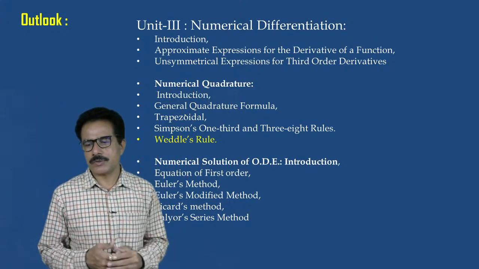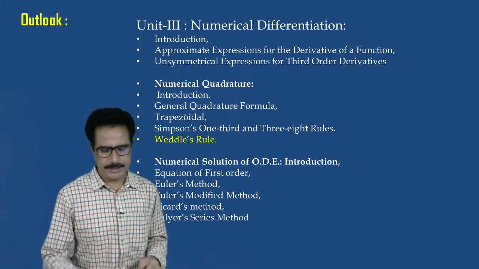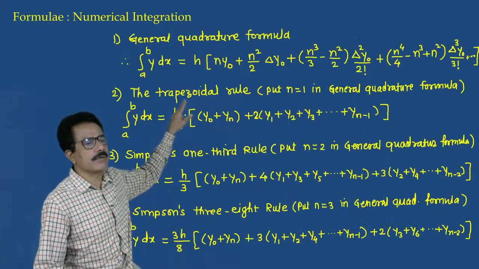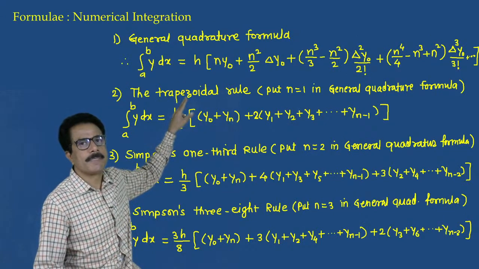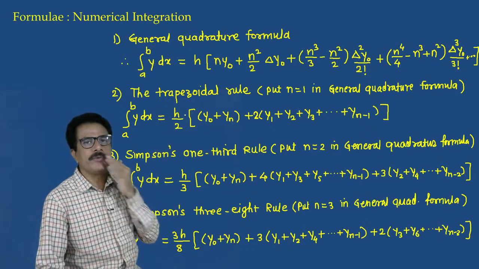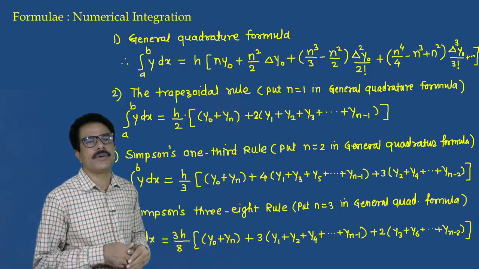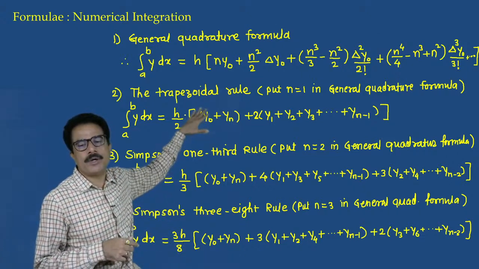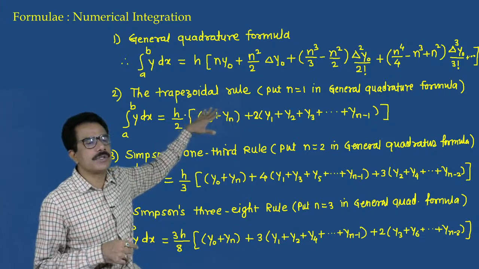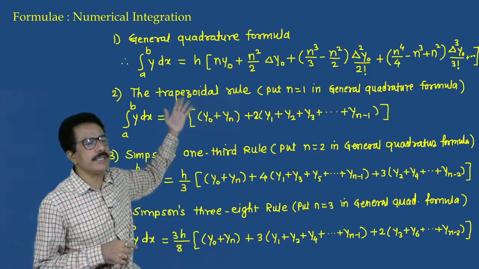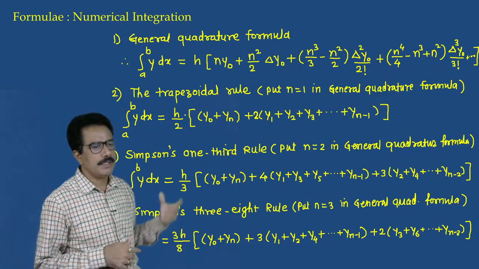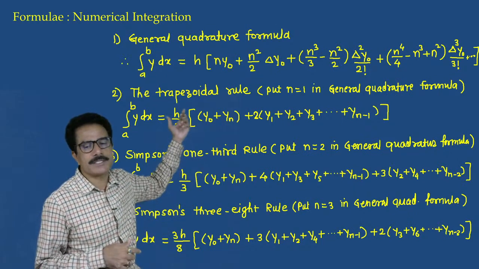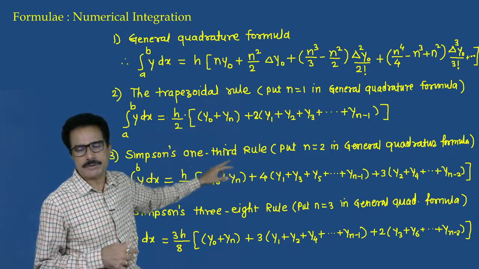These rules which we have studied in the last lecture: the first is the general quadrature formula, which we can obtain from Newton's Gregory forward interpolation formula. Then the trapezoidal rule can be obtained by putting n equals 1 in the general quadrature formula. Simpson's 1/3 rule can be proved by putting n equals 2.